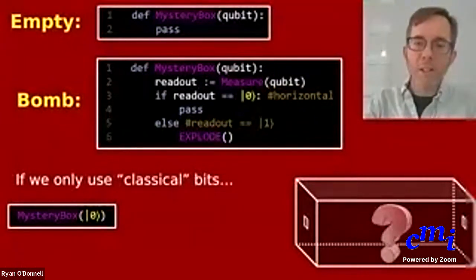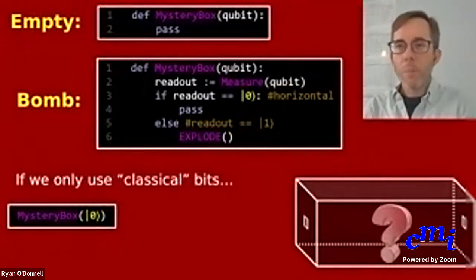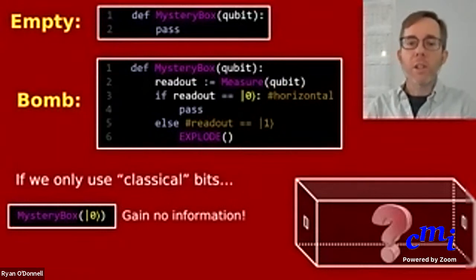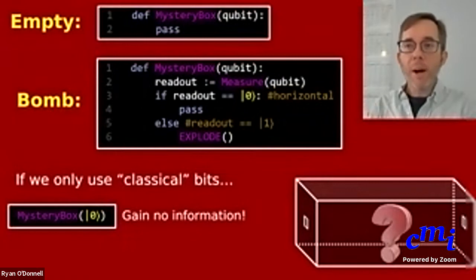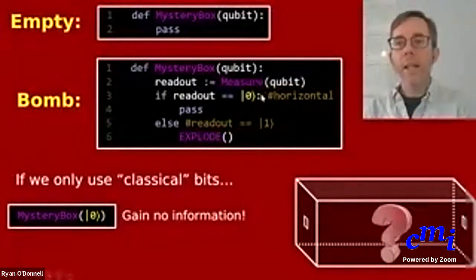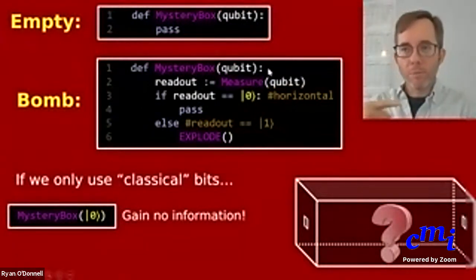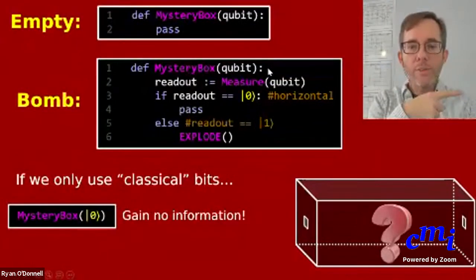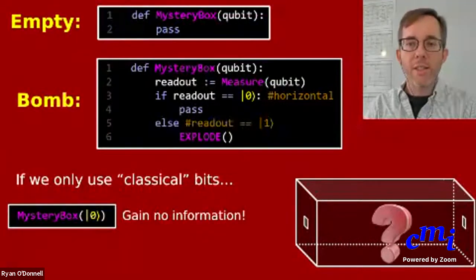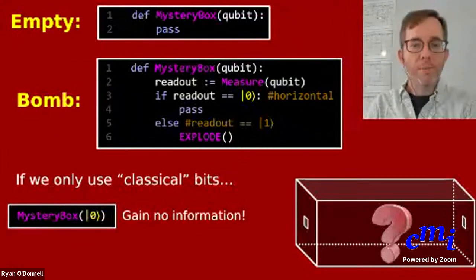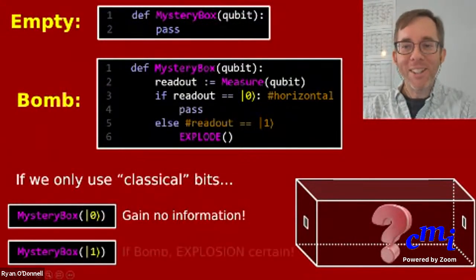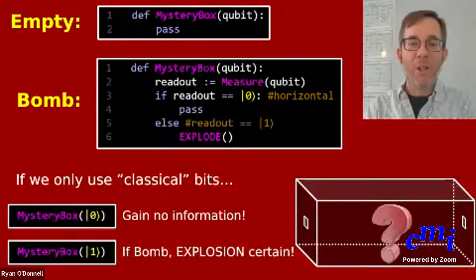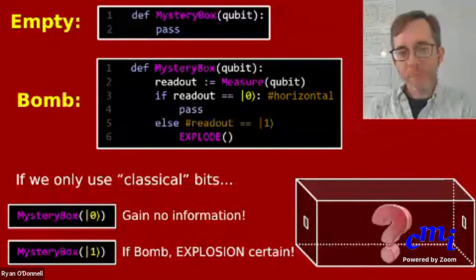You can put 0 into the box, horizontal into the box, but this is not very good because you gain no information. If the box is empty, you put a 0 in, a 0 comes out. If the box contains the bomb, same thing. You put a 0 in, there's a 100% chance it'll be measured to 0, and then it'll just come out. So in both cases, just 100% chance 0 comes out. So you gain no information. On the other hand, you could put a 1 in, but this is a very bad idea because if the box contains a bomb, you will explode with 100% probability. So this is considered very bad.